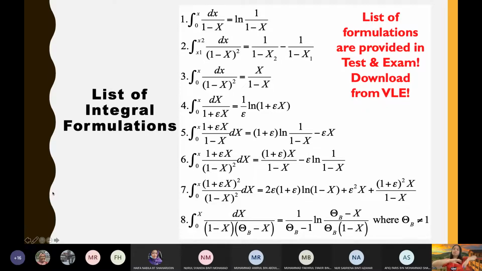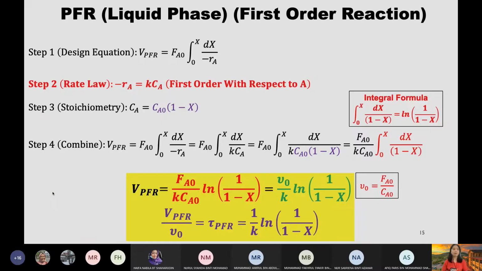Okay, so similar to batch. Sebab dia ada integral, design equation dia ada part pengamiran. So kita akan apply balik formulation pengamiran ini tetapi it will be more complex and more comprehensive. So what do I mean by that? Okay, we start one by one. Okay, we start dengan liquid dahulu. Liquid is easier for us to express. So I start with liquid.